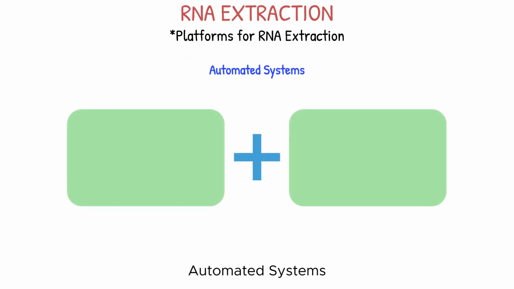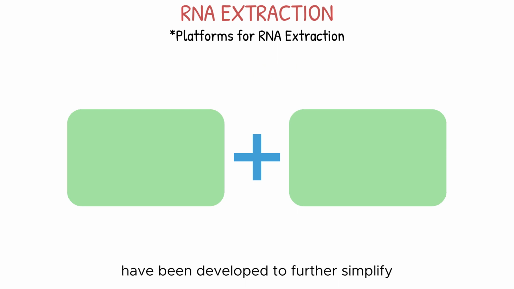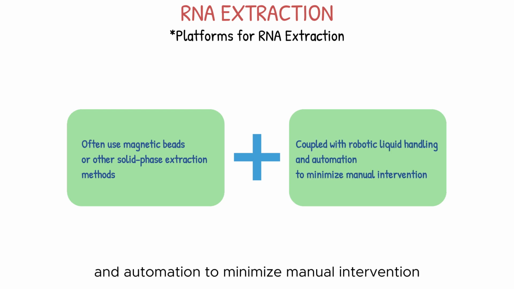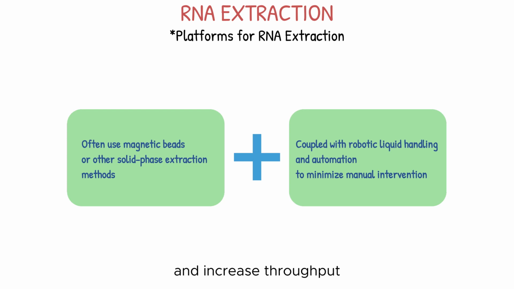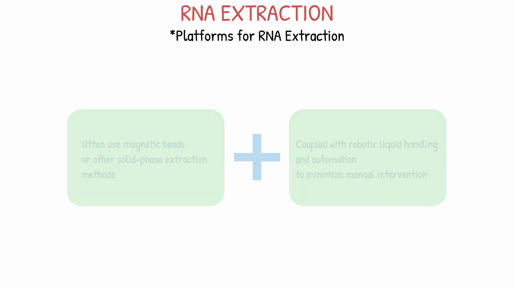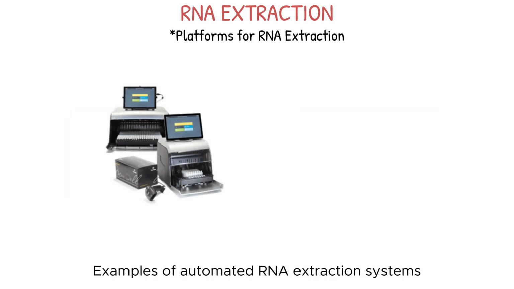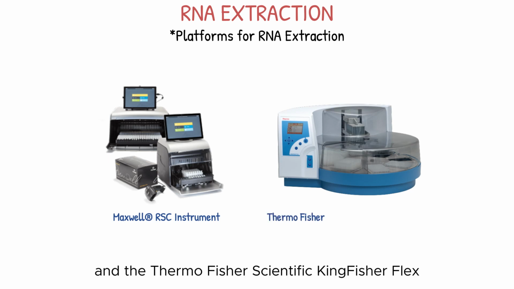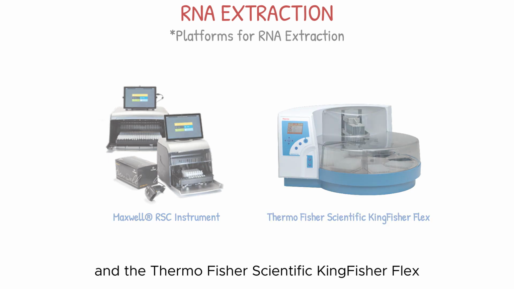Automated systems. Several automated platforms have been developed to further simplify and speed up the RNA extraction process. These systems often use magnetic beads or other solid phase extraction methods coupled with robotic liquid handling and automation to minimize manual intervention, reduce errors, and increase throughput. Examples of automated RNA extraction systems include the Maxwell RSC instrument and the Thermo Fisher Scientific KingFisher Flex.